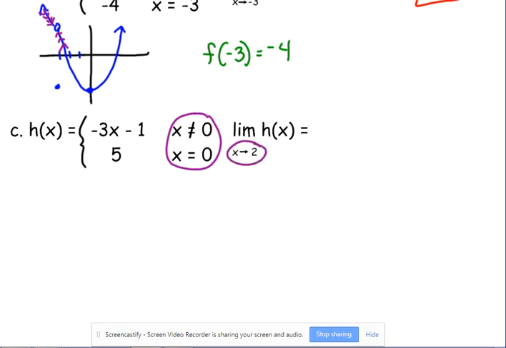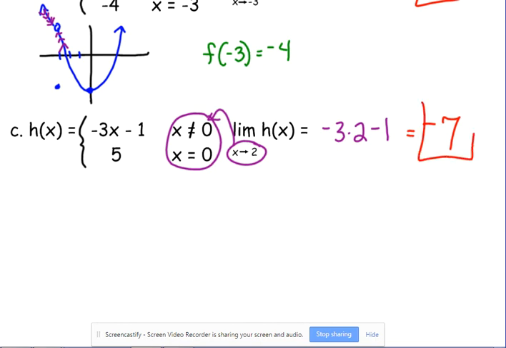What are they asking us the limit about? They're asking us about the limit at 2. So the issue doesn't even have an influence on this limit question. As we approach 2, we're talking about this piece. 2 is not equal to 0, so we plug it into that first piece. -3 times 2 minus 1, that's -6 minus 1, that is -7.